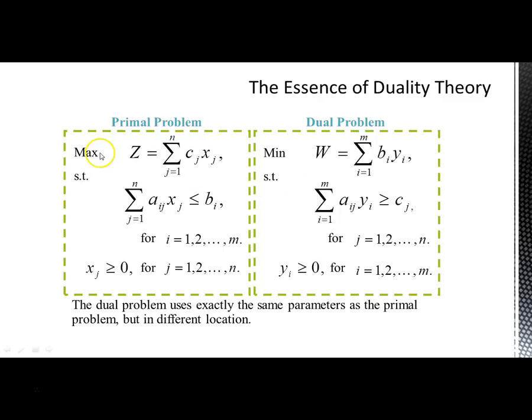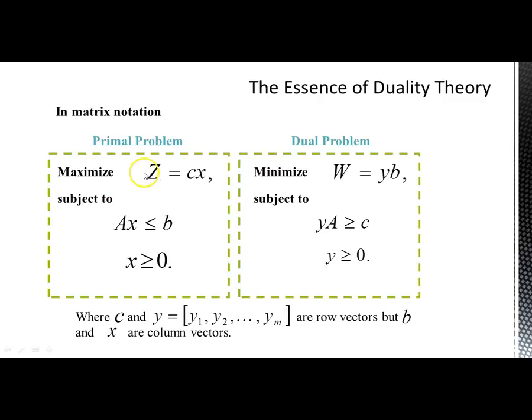One thing for sure, whether you maximize z or minimize w, the result will be the same. The dual problem uses exactly the same parameters as the primal problem, but in different locations. In matrix notation, maximize z equal to cx is converted to minimize w equal to yb for the dual problem, subject to Ax less than or equal to b. In the dual problem, it will be subject to yA greater than or equal to c, x greater than or equal to 0, whereas y greater than or equal to 0. Here c and y are the row vectors, but b and x are the column vectors.